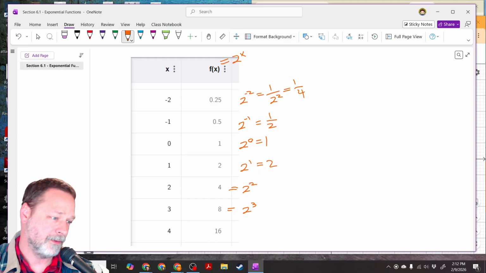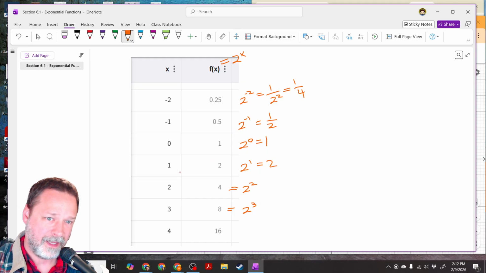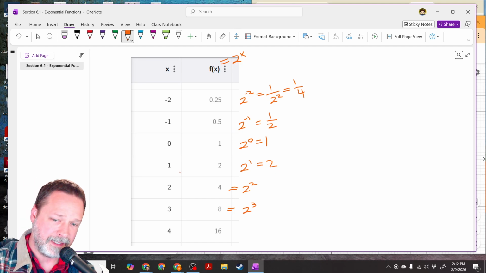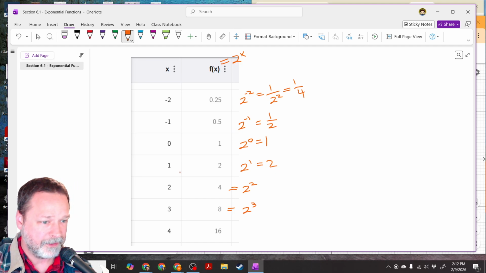So that'll do it for this video. Exponential functions. We know what they are. We know the basic function, what it looks like now. Now we can use our other knowledge to graph or sketch more of these, which is really cool.